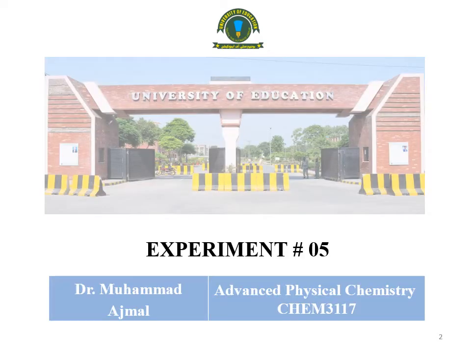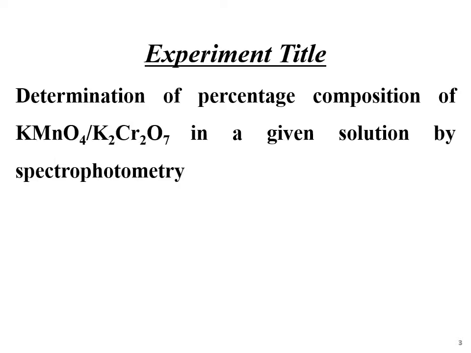Bismillahirrahmanirrahim. I am Dr. Muhammad Ajmal, and in this lecture I will give instructions about experiment number 5 of the course Advanced Physical Chemistry with course code CHEM3117. The title of this experiment is Determination of Percentage Composition of Potassium Permanganate and Potassium Dichromate in a given solution by spectrophotometry.